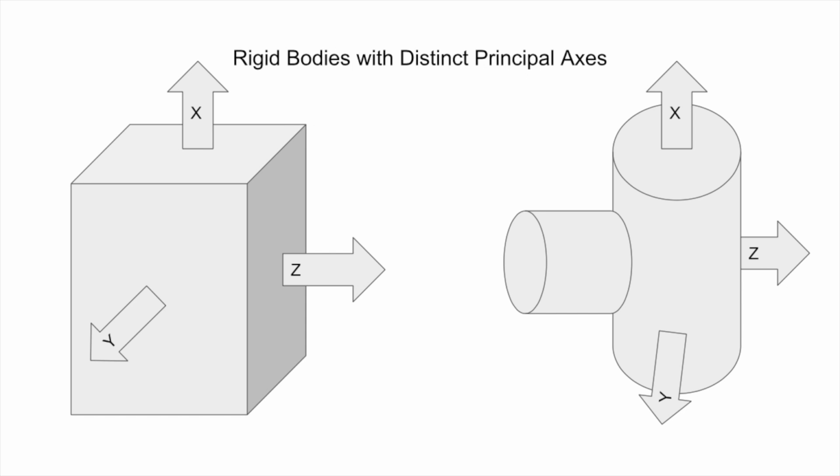The intermediate axis theorem states that rotation around the axes with the smallest and largest moments of inertia is stable, while the axis with the intermediate moment of inertia is unstable, and any disturbances while rotating about that axis will lead to a major disturbance from that orientation.